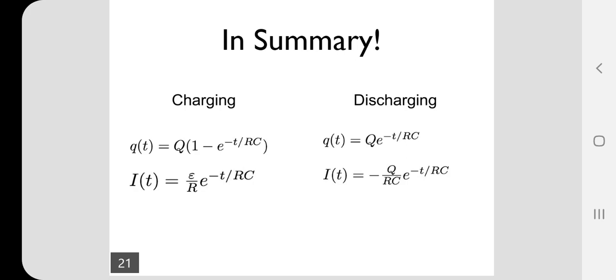If you come to the discharge, this is Q of t equal to Q e power minus t by RC, which decreases with respect to time, but in charging it increases with respect to time. And now coming to the currents, the charging and discharging of the capacitor in the RC circuit, both will decrease with respect to time.